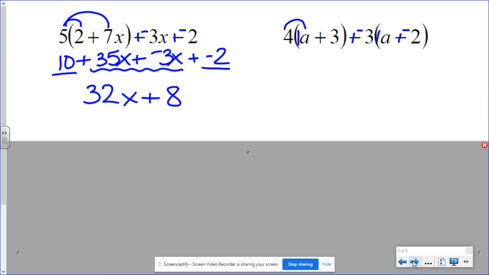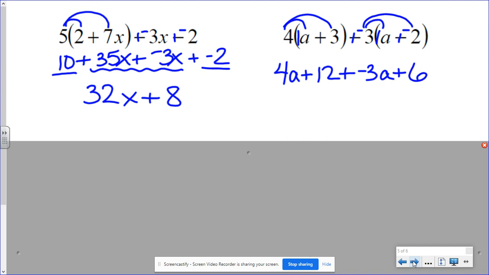So 4 times 1a is just 4a. Plus 4 times 3 is 12. Plus negative 3 times 1a is a negative 3a. Plus negative 3 times a negative 2 is positive 6. And now we combine like terms. So 4a and negative 3a. 4a plus a negative 3a would be positive 1a. And 12 plus 6 would be plus 18.